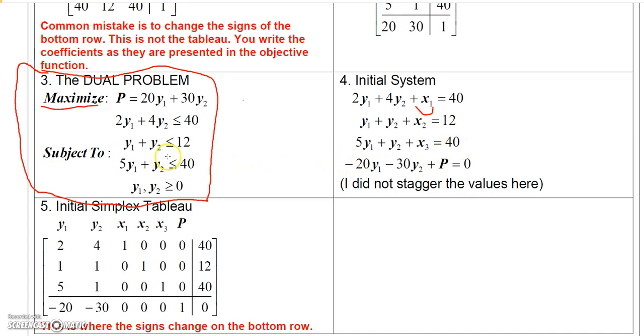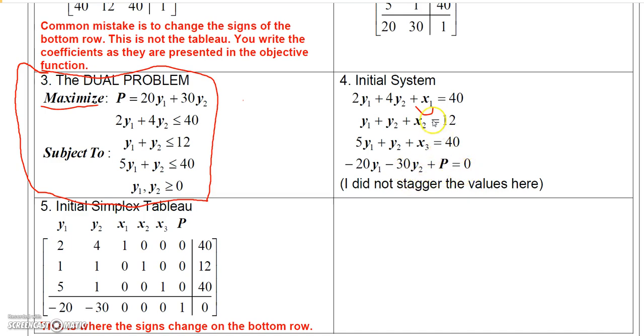Now, if you don't have as many x's as you have constraints here, then you did something wrong. Because if I've got 3 less than or equal to constraints, then I should have 3 decision variables in my original minimization problem, because I got to have 1 to go with each of these. Alright, now the objective function, remember, we rewrite it by moving the terms to the left, so this would be minus 20y1 minus 30y2 plus p equals 0.